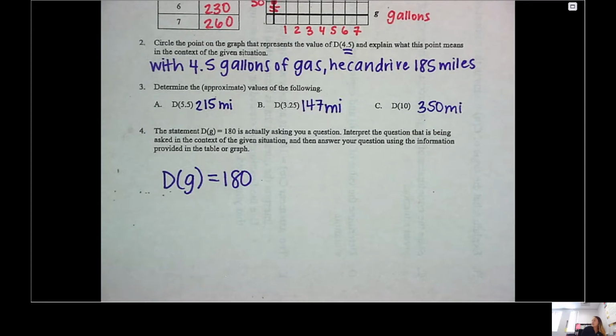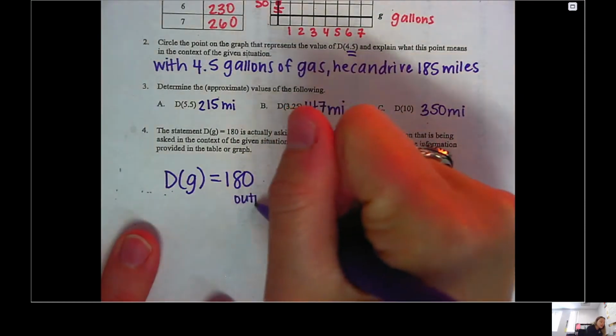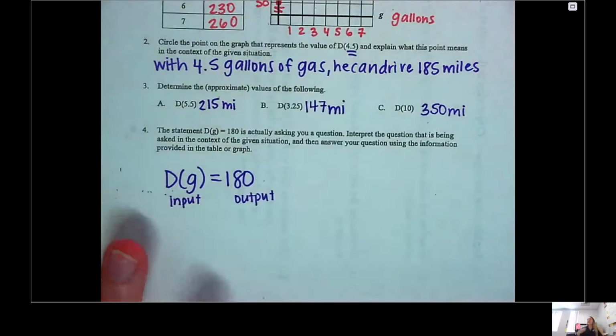Miles. Okay, so it's saying you can drive 180 miles. What's the question that I want to know? How many gallons of gas? Exactly. So I give you this time, this is like your output, right? What's coming out, this is your input, or we call it independent and dependent variables. That means the same thing.